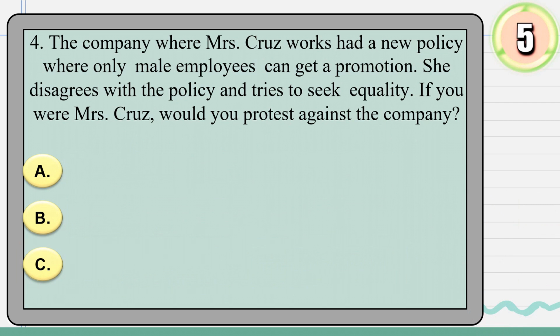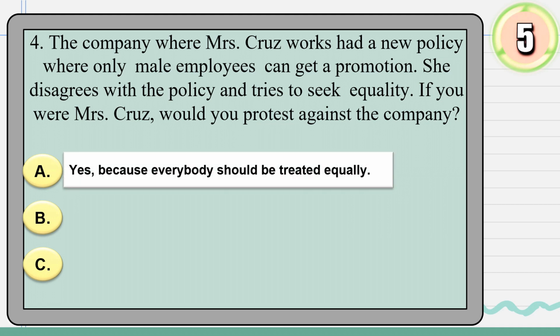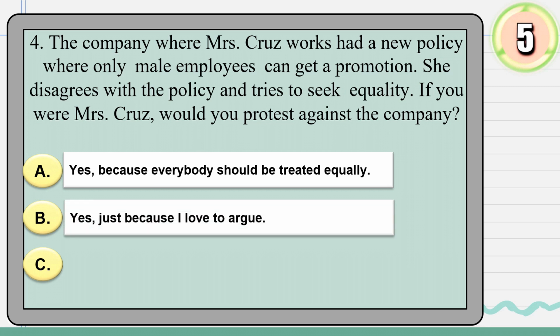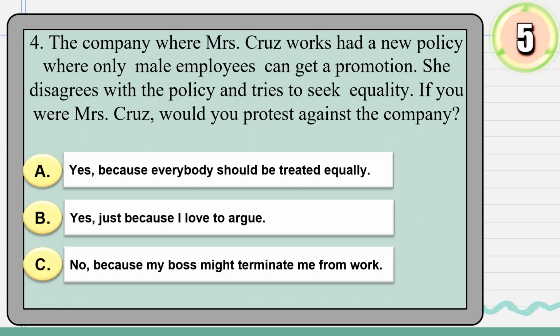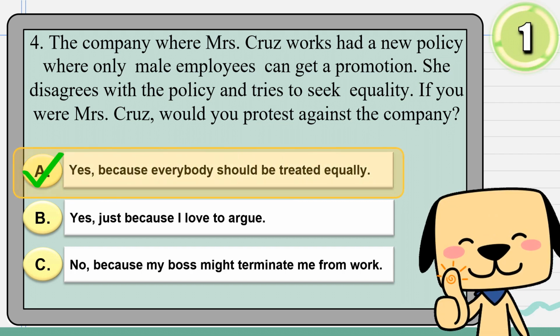Number 4. The company where Mrs. Cruz works had a new policy where only male employees can get a promotion. She disagrees with the policy and tries to seek equality. If you were Mrs. Cruz, would you protest against the company? A. Yes, because everybody should be treated equally. B. Yes, just because I love to argue. Or C. No, because my boss might terminate me from work. The answer is A.